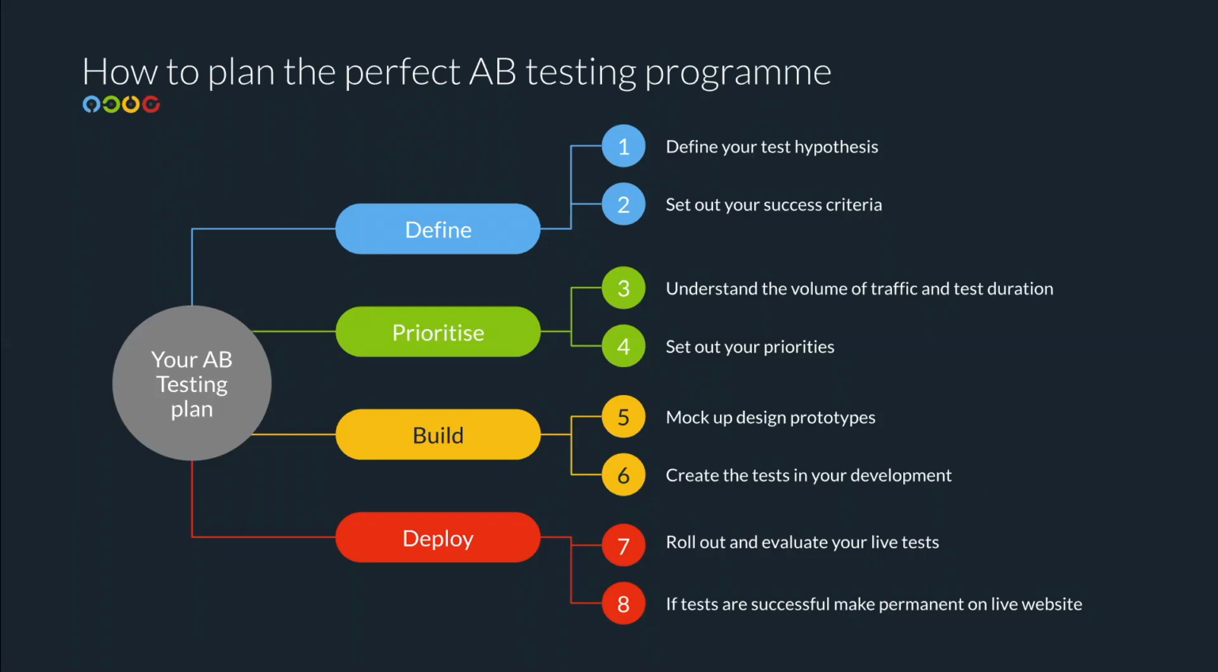In the define phase, it's all about defining what you want to test, and also setting out your success criteria, knowing whether you've improved or not. In the prioritize phase, it's about understanding how much traffic you have and how long the test will need to run for, as well as then prioritizing each of your tests so you do the most important first.